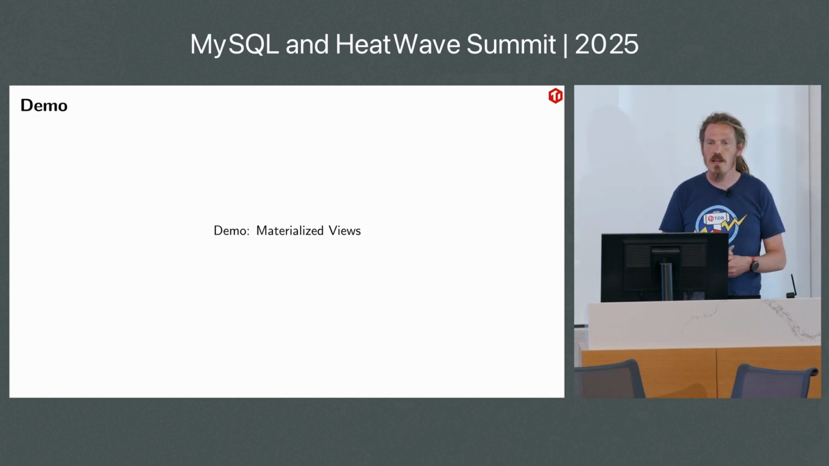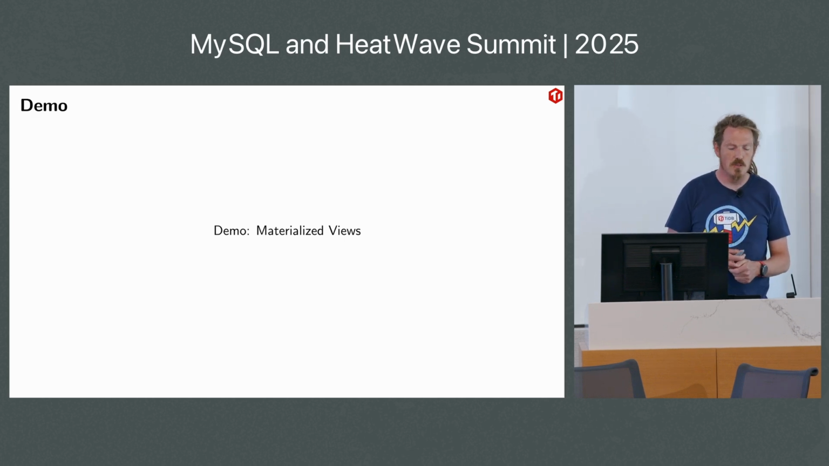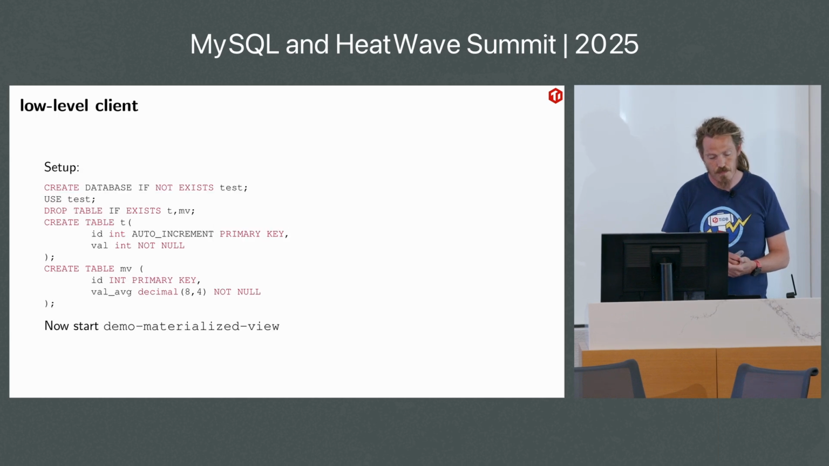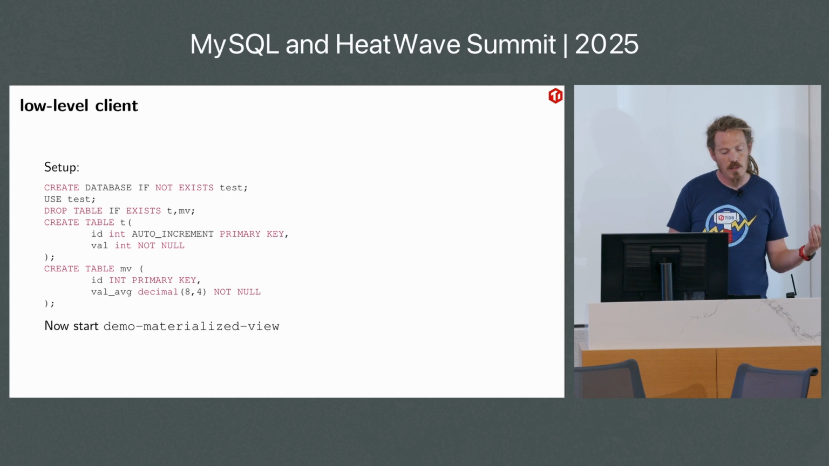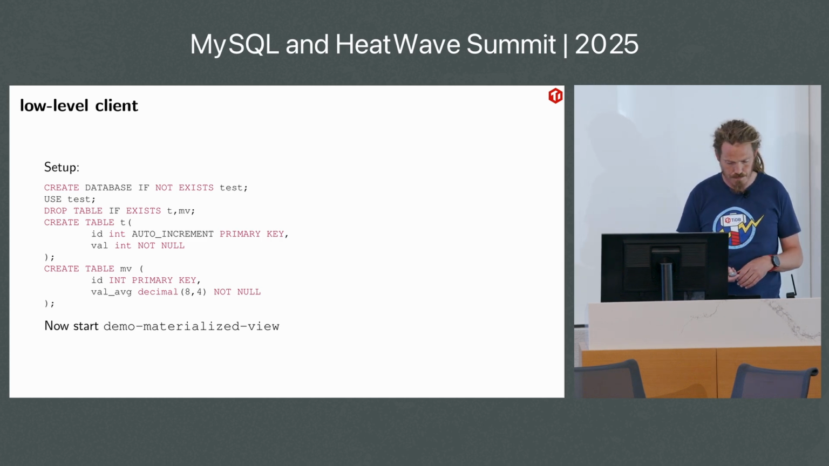I created another example of what you could do with this project. So basically we're going to try and emulate materialized views. We created a test database. We created a table T and a table MV for materialized view, and then we start the server. This server is also based on code that's available on GitHub later on.